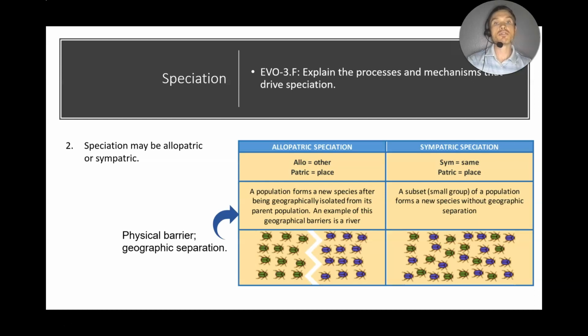Speciation can occur using two mechanisms. The first mechanism is called allopatric speciation.